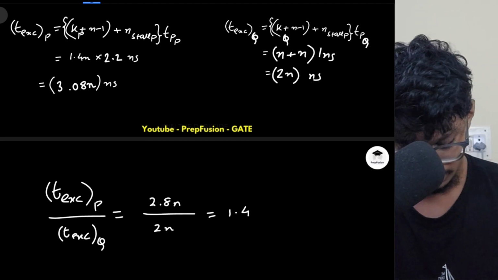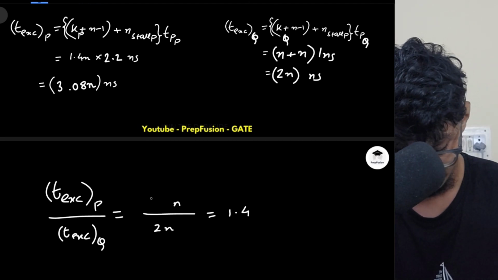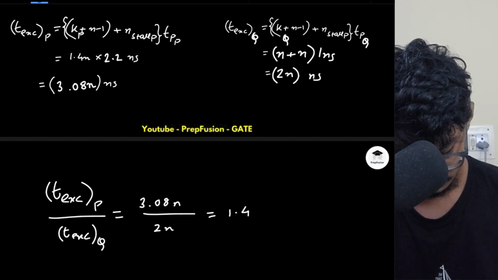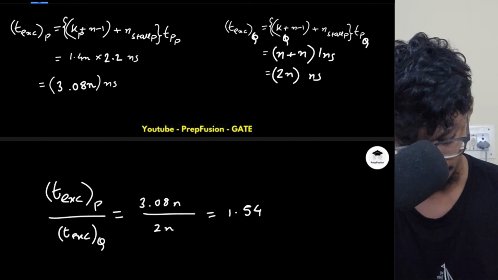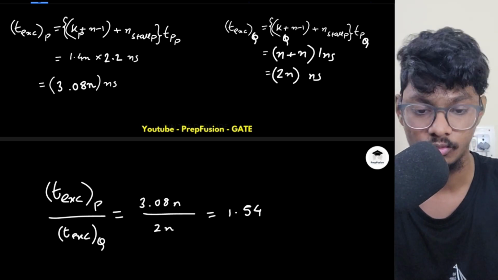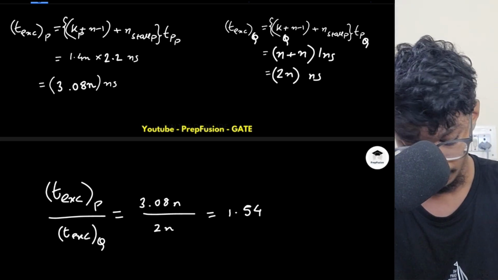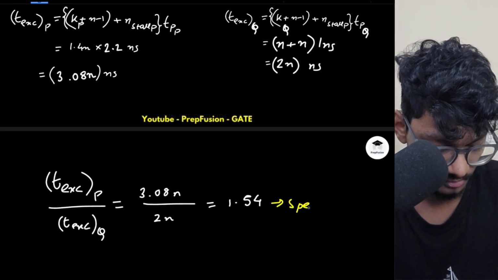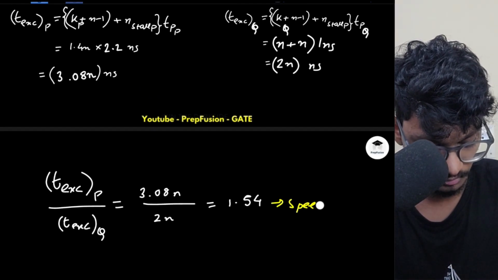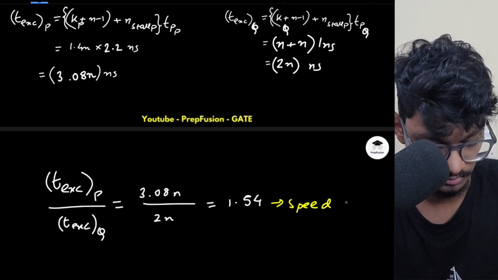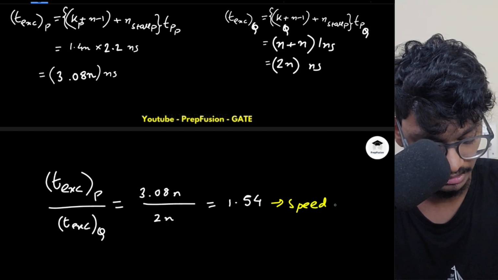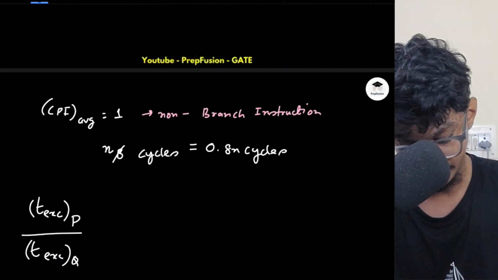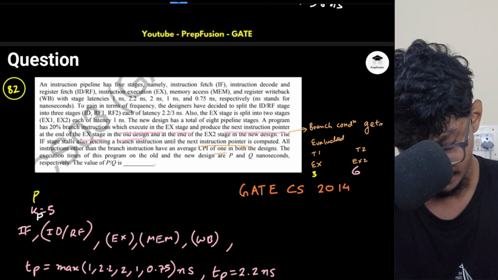So obviously things will change a bit. This will become 3.08n divided by 2n, so the ratio becomes 1.54. So this will be the answer of the question. This is also, if you don't know, indirectly the speed up between system 1 and system 2. This is not comparing with non-pipeline, this is comparing system 1 and system 2. For this pipeline, the answer will be 1.54.